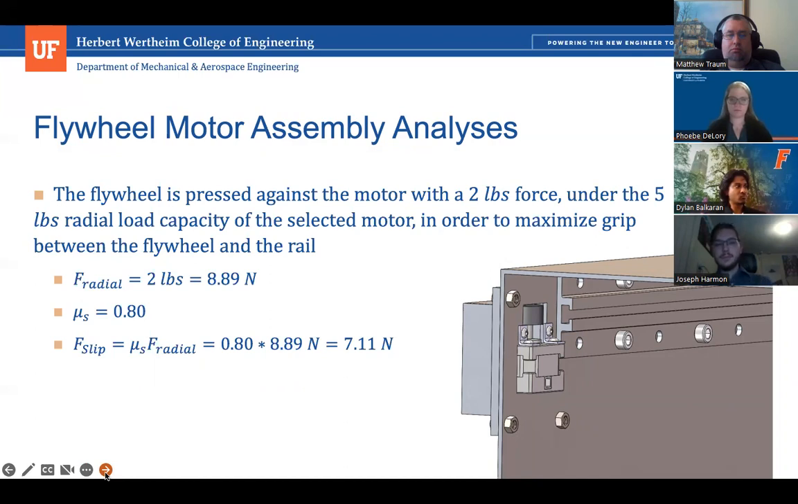Using the coefficient of static friction between dry silicone and greasy aluminum, which is approximately 0.8, we can calculate the force required for it to start slipping to be approximately 7.11 newtons. As the maximum force generated by the motor flywheel is only 5 newtons, we do not foresee any slippage occurring, which would affect the performance of the CubeSat's launch.